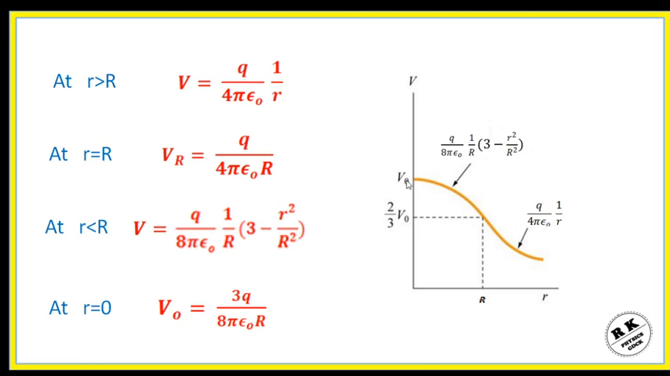Now let us move on to the next one, that is shell. Let us see how it will be in the case of shell. Shell means the charge will be present only on the surface. Inside the sphere, inside the boundary, there won't be any charge. It could be either a shell or a conducting sphere also. Even in the case of a conducting sphere, the entire charge resides on the surface of the sphere, so it will be equivalent to a shell.